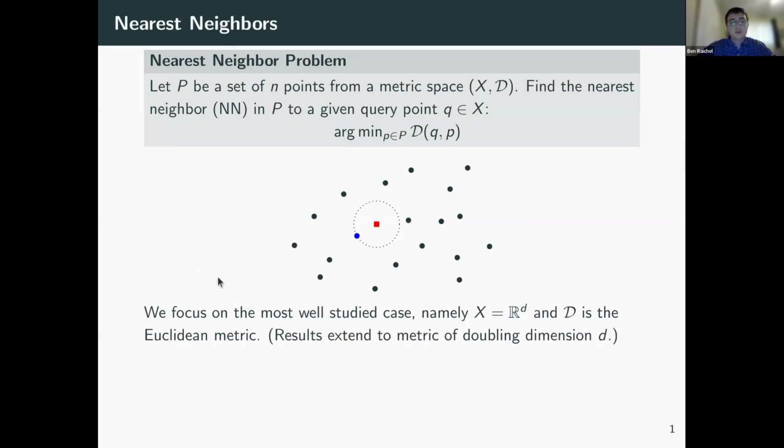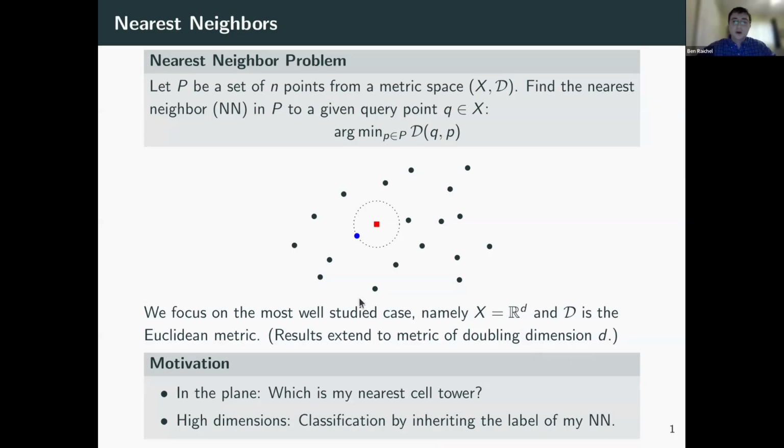So you can state this in general metric spaces, but really here we're going to focus on the Euclidean case. So X here is d-dimensional Euclidean space with the Euclidean metric, although these results immediately apply to metrics of doubling dimension D.